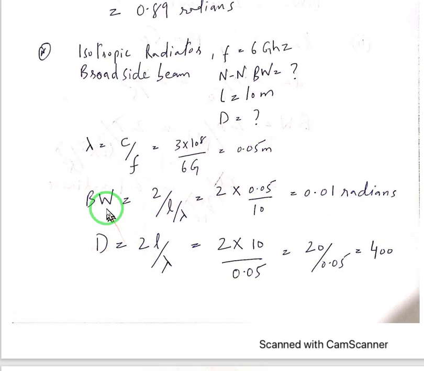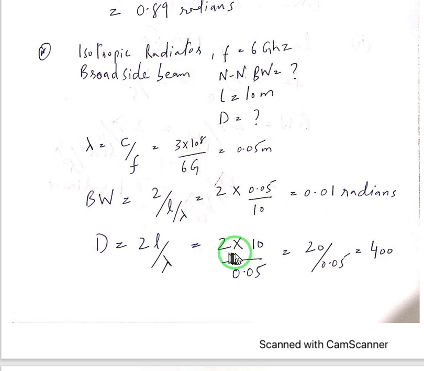Then the beam width formula, that is 2 by L by lambda, which is a general formula for an isotropic radiator, which by putting the values gives us the beam width of 0.01 radians. Then the directivity, which is equal to 2L by lambda for the isotropic radiator.